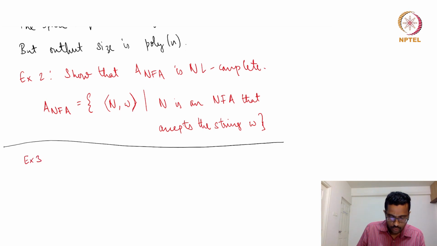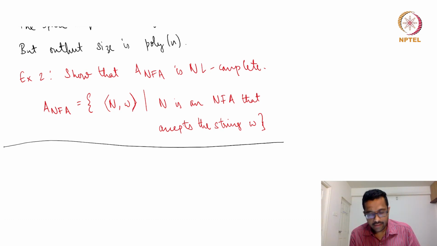So now just one exercise which you can try out. Show that ANFA is NL complete. So ANFA is a language that you may have seen in theory of computation. NFA stands for non-deterministic finite automaton. Given a description of a non-deterministic finite automaton N and a string W, does N accept W? That is the question. And it turns out that this language is also NL complete.